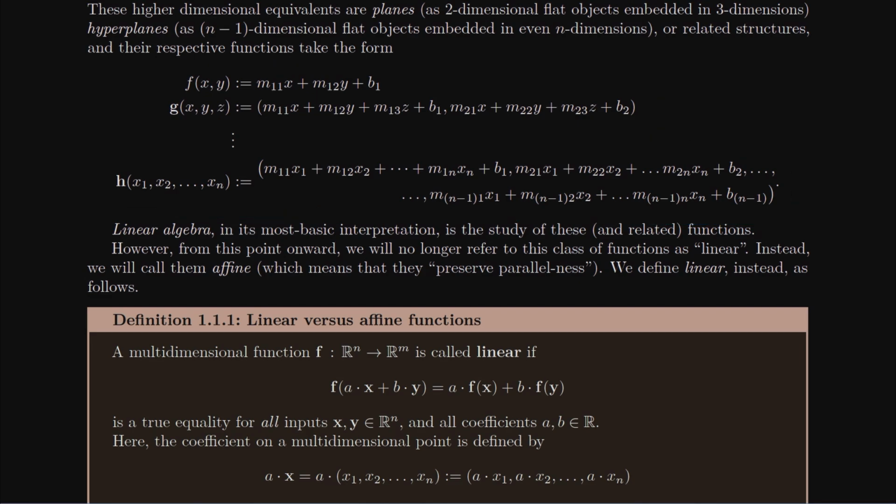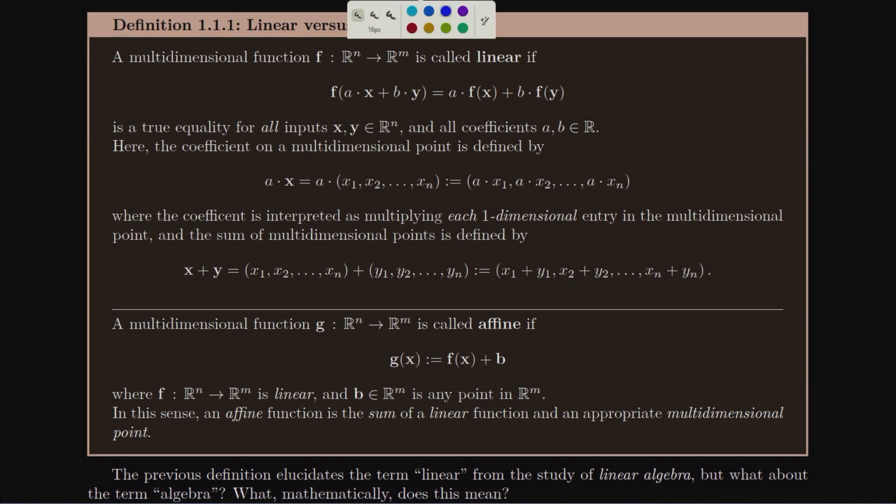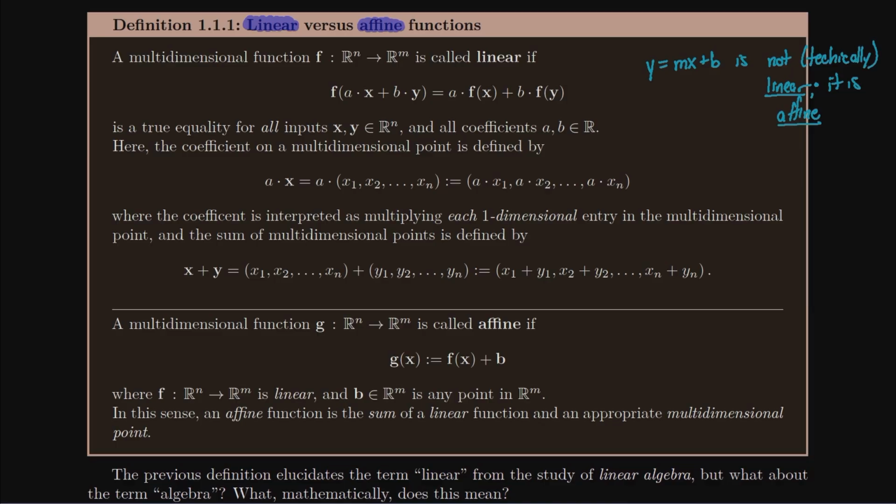And before we get into that, I do want to talk about this very subtle difference between our words linear and affine. Because it turns out that this notion of y equals mx plus b is not technically linear. It is affine. Okay, and we'll talk about the difference between the two of those very briefly.